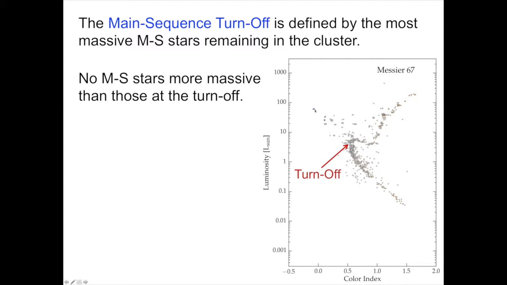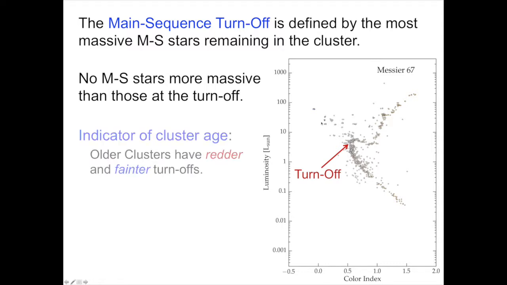Now, there are a few stars up here, but they're going to turn out to be unusual. They're binary stars and objects called blue stragglers. They're not actually main sequence stars anymore, and indeed, these are actually helium-fusing stars in their core. But they're just a detail. This turnoff is very important to us because this turnoff is an indicator of the cluster's age.